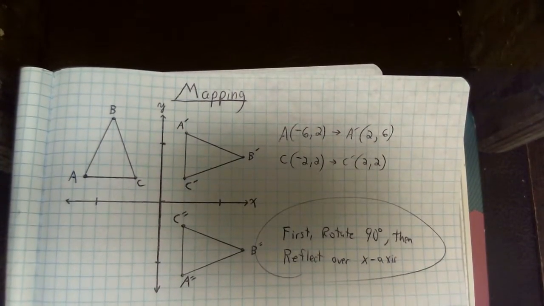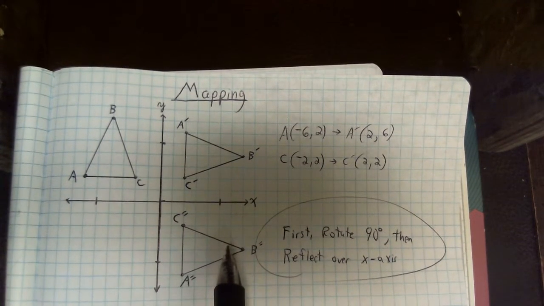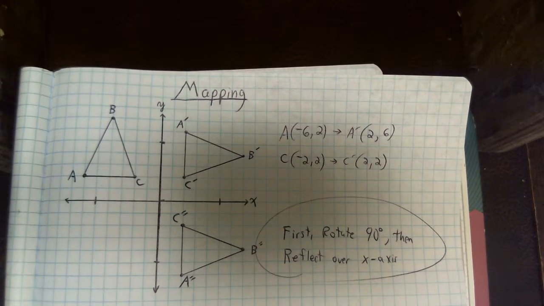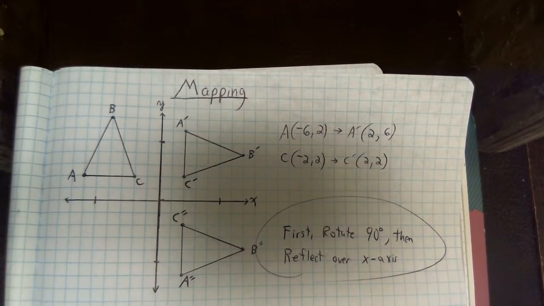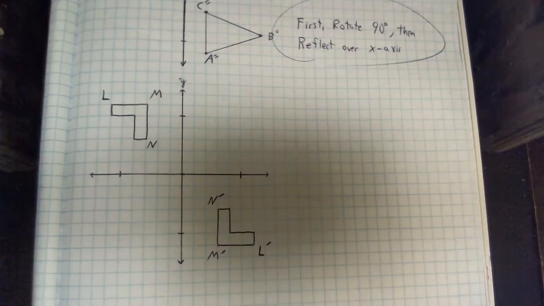That's the mapping that brings ABC to A prime, B prime, C prime, down to A double prime, B double prime, C double prime. That's all mapping is. It's just going backwards.